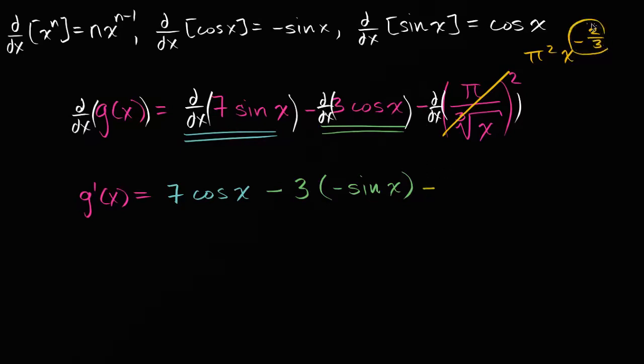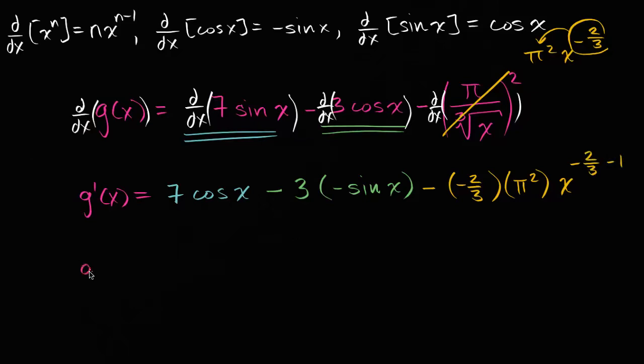And so you have the negative 2/3. You multiply the exponent times the coefficient. It might look confusing, pi squared, but that's just a number. So it's going to be negative, and then you have negative 2/3 times pi squared times x to the negative 2/3 minus 1 power. So what is this going to be?